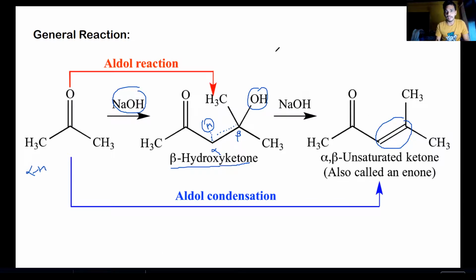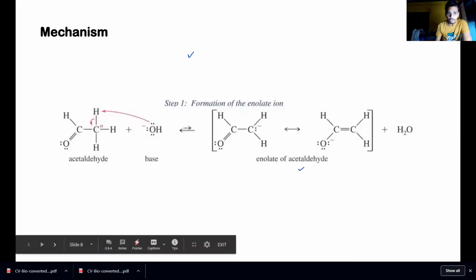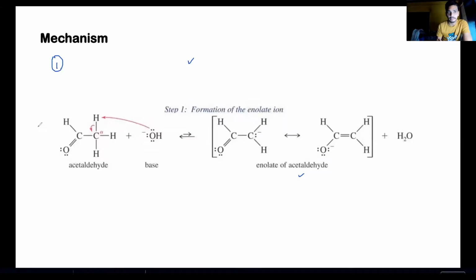When you talk about the mechanism, you have to consider a two-step mechanism here. Why? Because first the aldol reaction takes place, and then condensation, that is removal of water. So it is followed by the next step. Now the first step mechanism is this. Let's see. Acetaldehyde is there, and OH minus base.